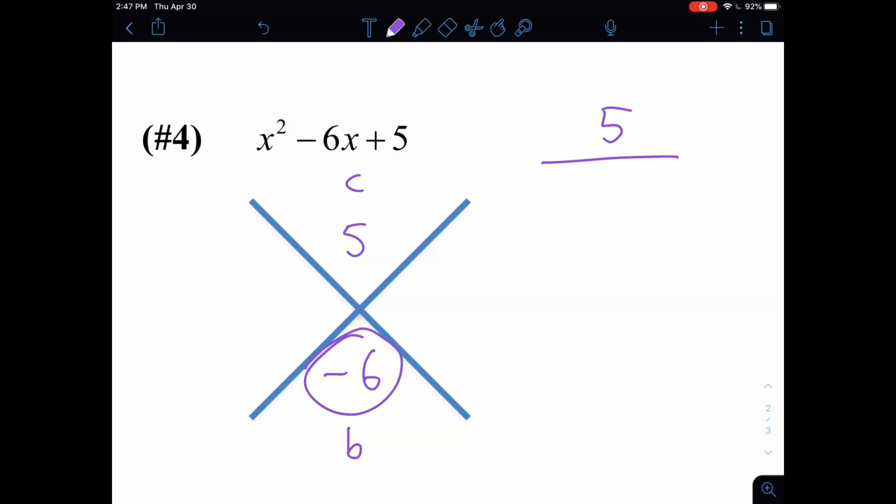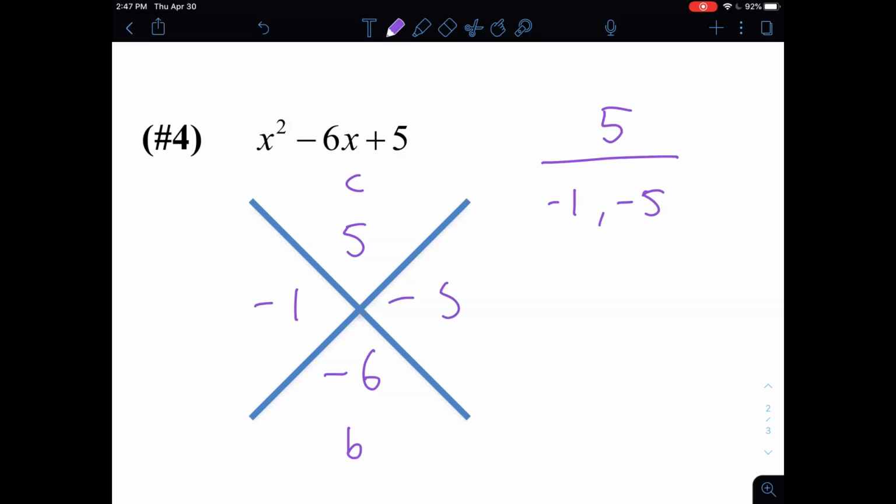We have a negative down here, okay? The only way to get a negative is if both numbers are negative. So what numbers multiply to 5? Well, we got 1 and 5, but to multiply to positive 5 but end up with a negative when we add them, what do they both have to be? They both have to be negative. And this one's actually a pretty easy one. We got negative 1, negative 5.